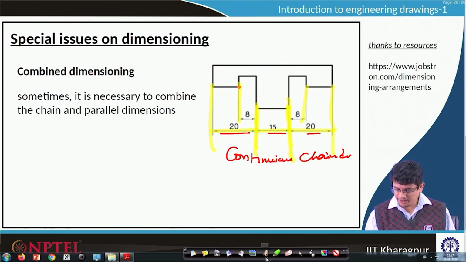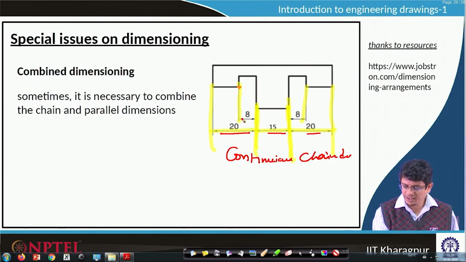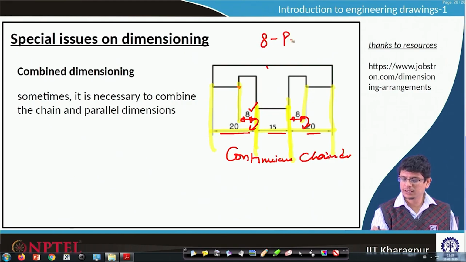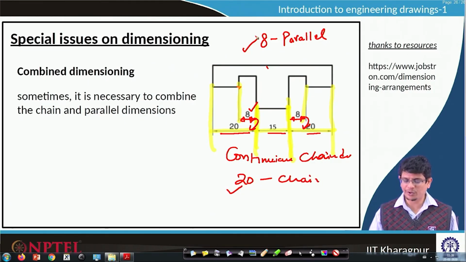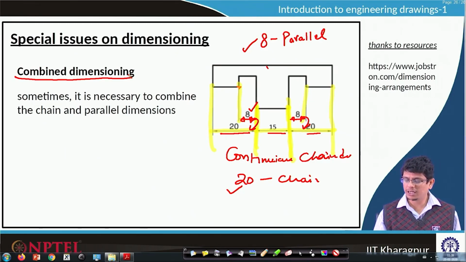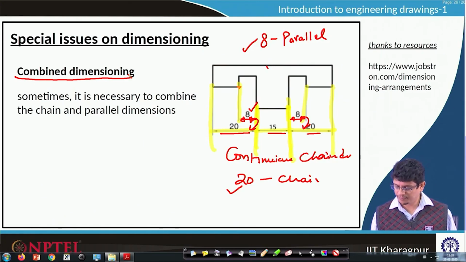When we are looking at this, 8 mm and this 8 mm are in parallel with this, parallel with that. So, we have parallel dimensioning for these 8 parts, and for this 20 chain kind of part. Both are included in the same drawing. Such kind of things are called combined dimensioning. Sometimes it is necessary to combine the chain and parallel dimensions, for that purpose we use it.